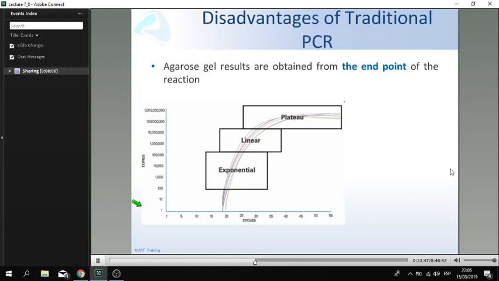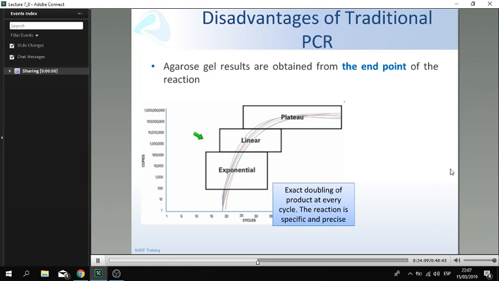A big disadvantage of traditional PCR is that you are looking at the results from the end point of the reaction. So you have to wait for all the 30 or 40 cycles to be done, and then you're basically looking at it here. But just to remind you, this is the best phase of PCR because we get exact doubling of product at every cycle, and the reaction is specific and precise.